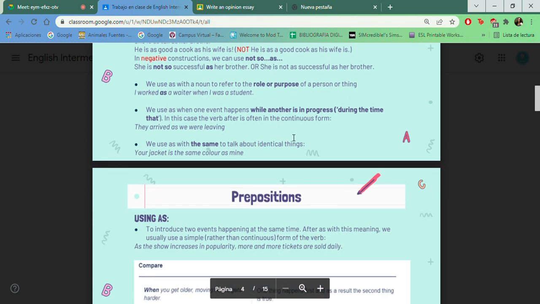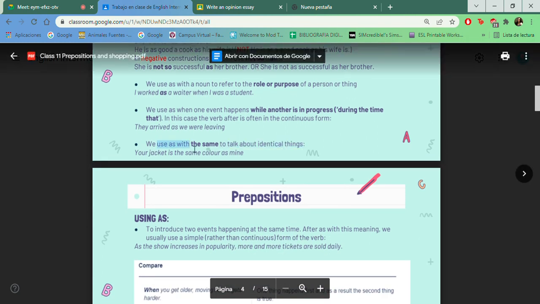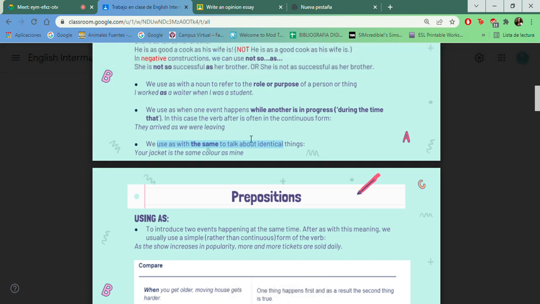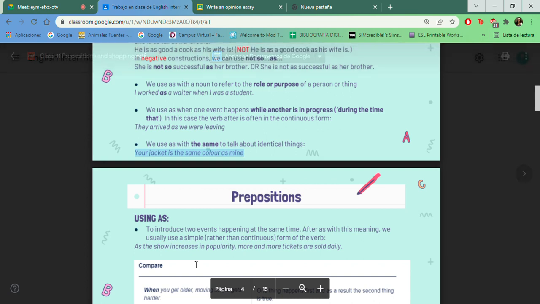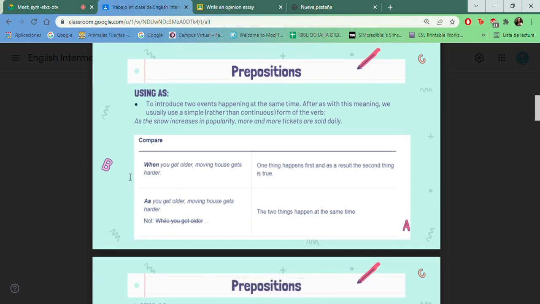And then, of course, the most common use of as is to talk about identical things. Your jacket is the same color as mine, right? It's the most common use of this preposition. Of course, as is as well a connector. Remember, that's something we talked about a few classes ago when we talked about connectors.